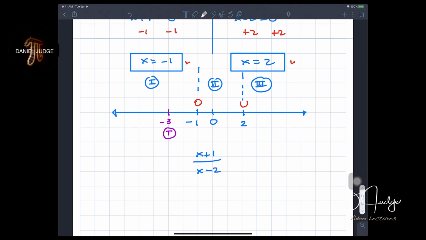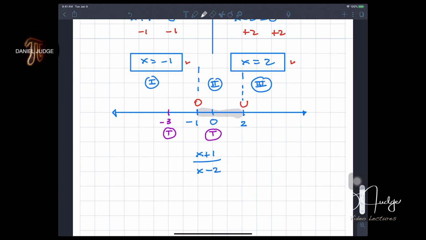And again, I know your favorite test point for sign analysis is 0 because the arithmetic is so easy with 0. 0 is available. 0 is clearly right in region 2. It's between -1 and 2. That's what region 2 is.